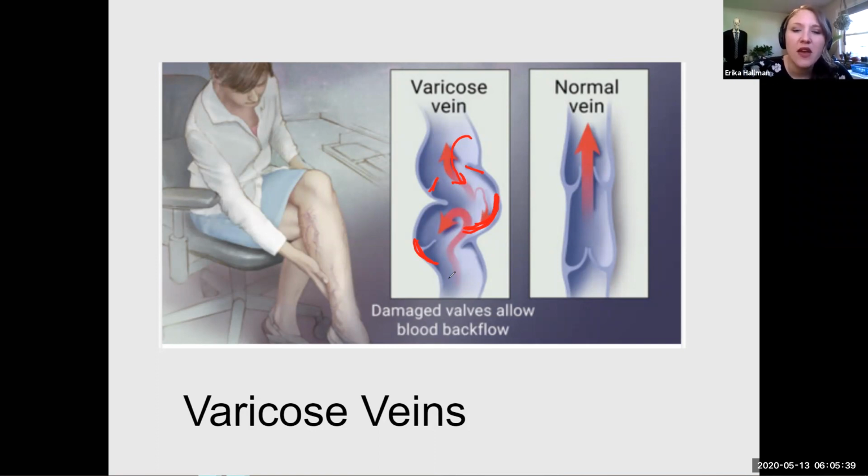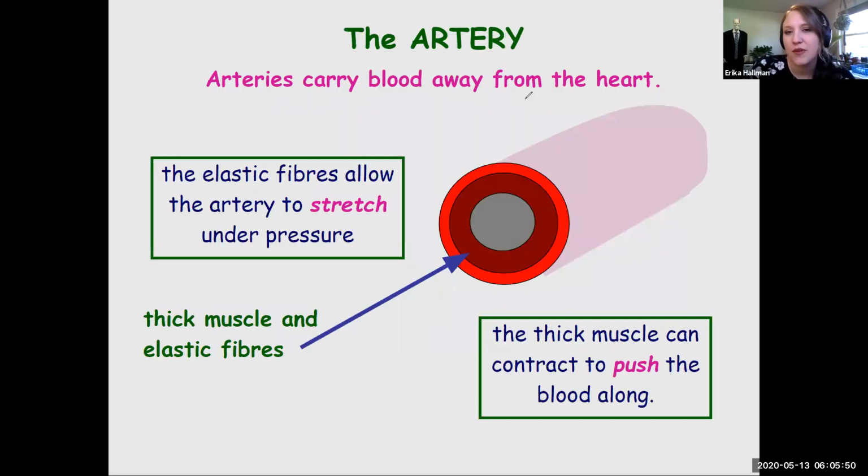All right, so varicose veins would happen typically in the lower extremities. Again, they're aggravated by standing on really hard surfaces with unsupported shoes, typically later in life.